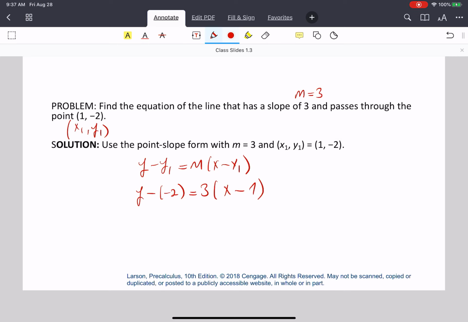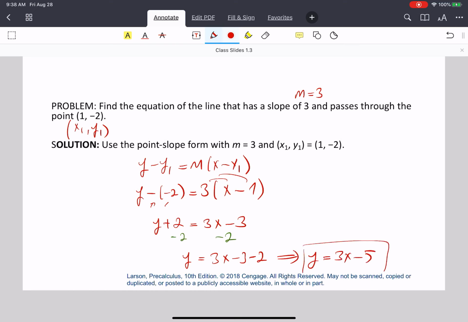So what we do is we rewrite this a little bit, clean it up. Here minus a negative becomes plus, so y plus 2, and then we'll distribute the 3 inside the parentheses so it'll look cleaner, 3x minus 3. And then you realize this does not look like mx plus b, so I'm going to subtract 2 from both sides, so y will be isolated, and that will result in 3x minus 3 minus 2, which is eventually y equals 3x minus 5.